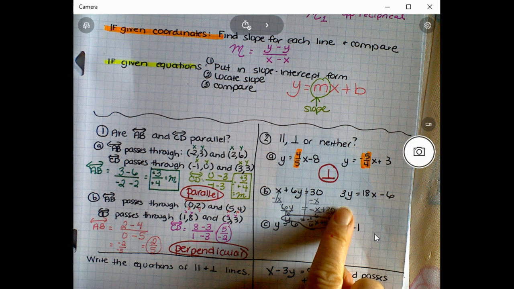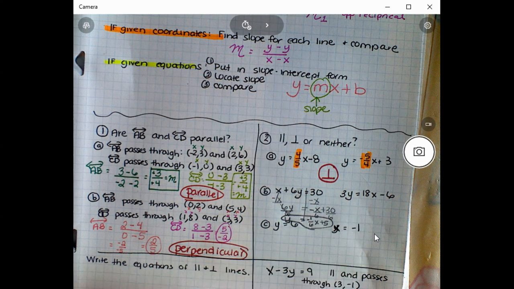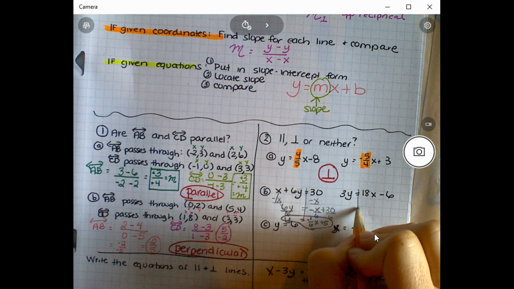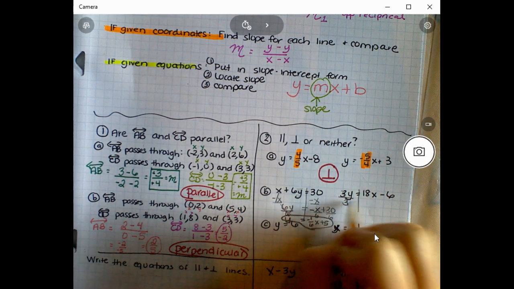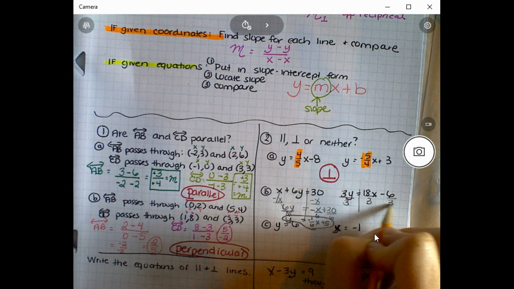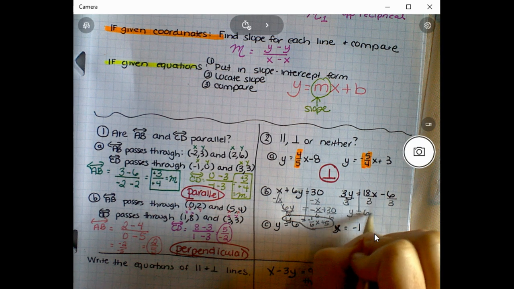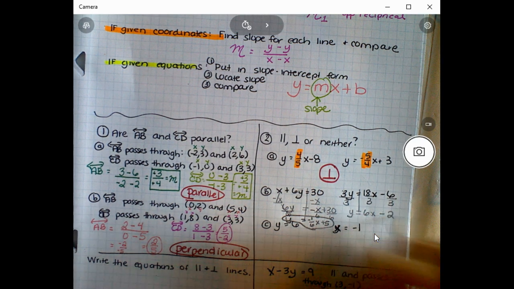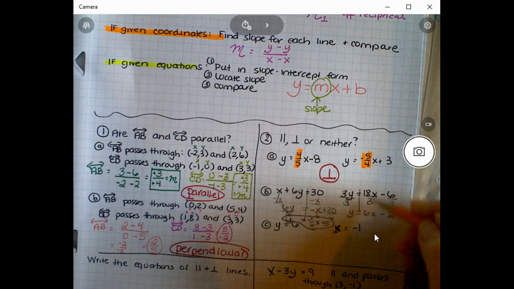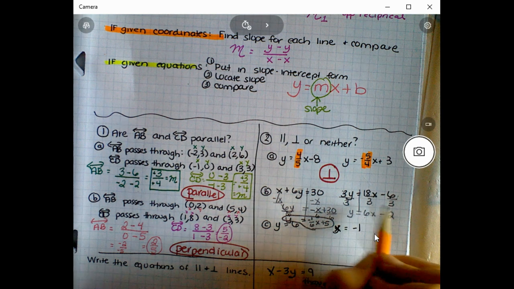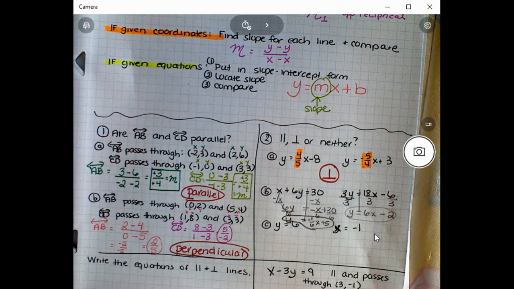Let's look at this one. This one is not y equals. It's 3y equals. So we need to divide everything by 3 to get the y alone. Y equals 6x minus 2. I got these numbers by dividing. 18 divided by 3 is 6. Negative 6 divided by 3 is negative 2. All right, so now we have these in slope-intercept form.